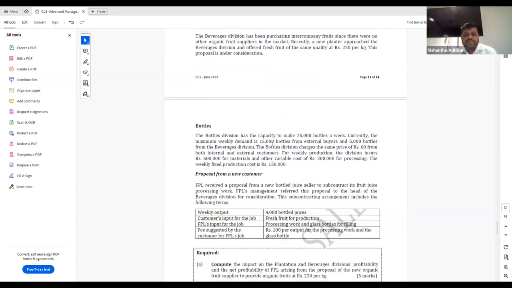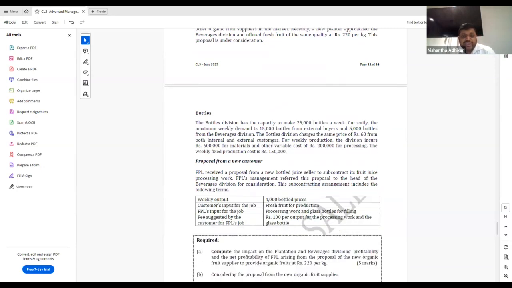Proposal from a new customer. FPL received a proposal from a new bottled juice seller to subcontract its fruit juice processing work. FPL management referred this proposal to the head of the beverage division for consideration. This subcontracting arrangement includes the following terms. Weekly output 4,000 bottles. Customer's input for the job: fresh fruit for the production. FPL input for the job: processing work and glass bottles for filling. The fee suggested by the customer for the FPL job is 100 rupees per output for the processing work and the glass bottle.